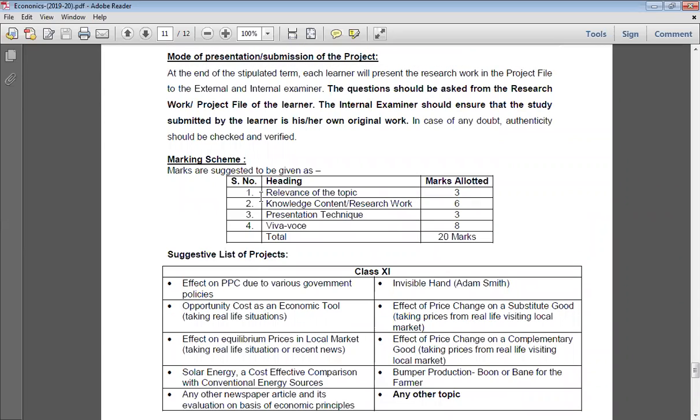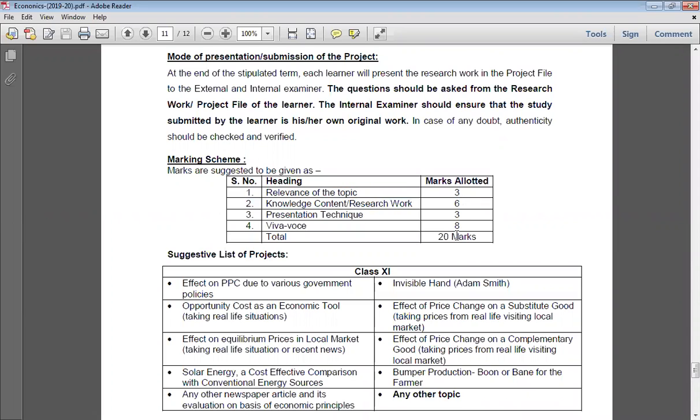So how do they segregate the 20 marks? First thing is your topic relevance, which is 3 marks. And the knowledge content and the research work you have done in that project for 6 marks. And presentation techniques. I will show you how students have done their project, a sample project. In that case, you will get a clear understanding about how you can present your project.